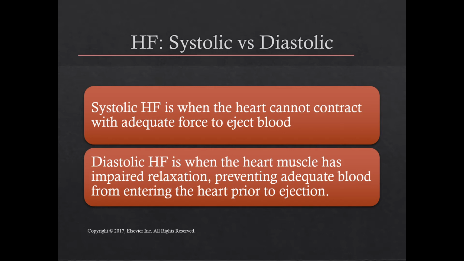Diastolic heart failure is when the heart muscle has impaired relaxation. When the heart is unable to relax properly, that is going to prevent enough blood from coming back into the heart before the ejection happens. Okay? If this is not clear in your mind, pause.